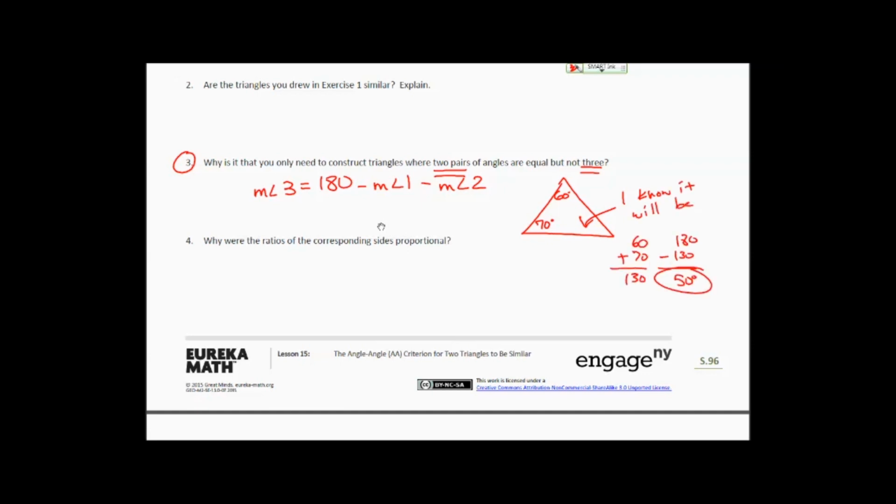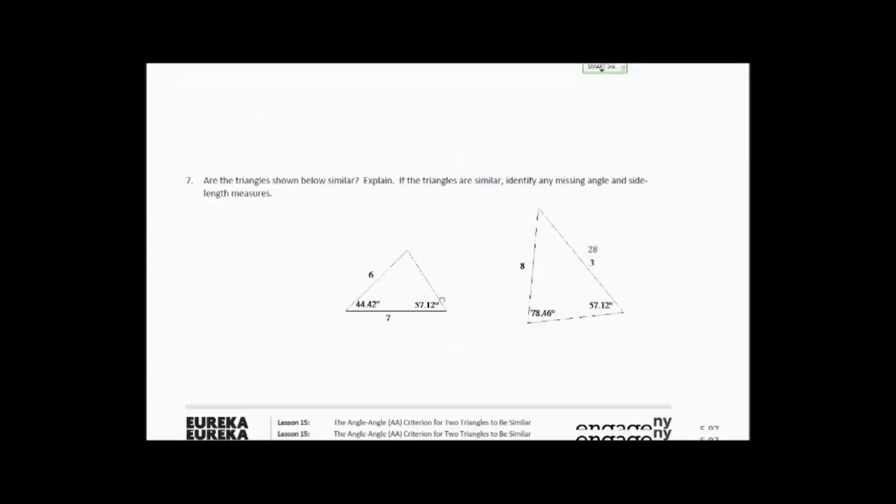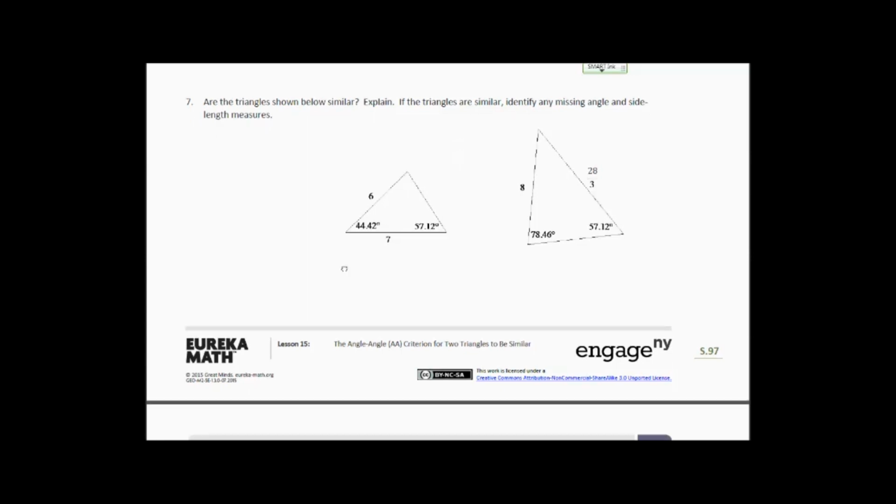I know it's going to be 50 degrees just by knowing those 2. And for those exact same reasons, I can get by with angle knowing 2 angles and not all 3, because the third angle is determined by the other 2. Now, one example of the angle in practice is on number 7.